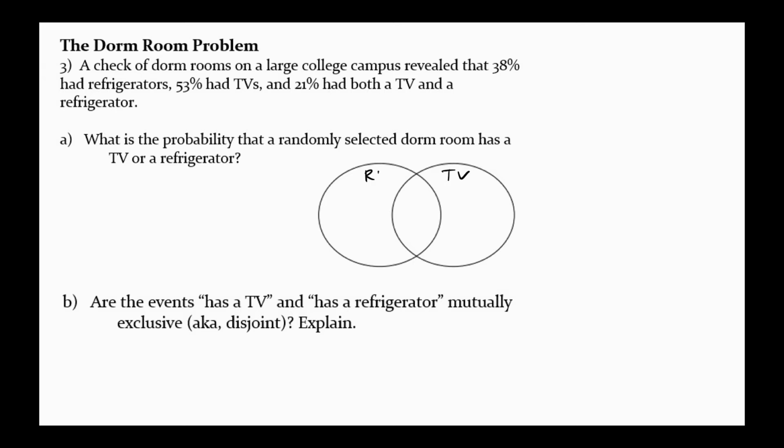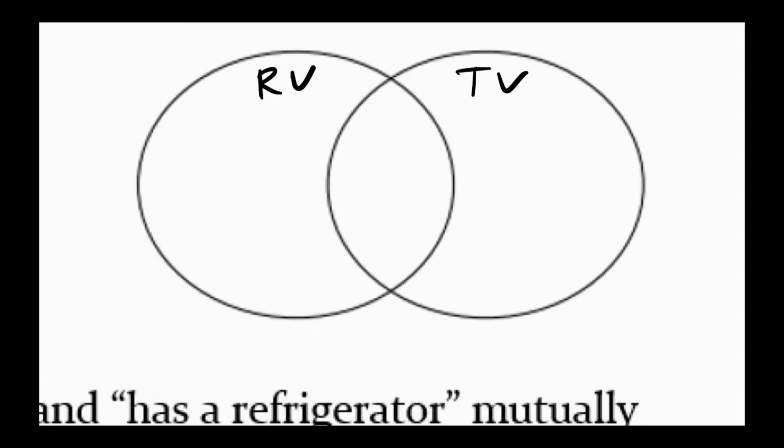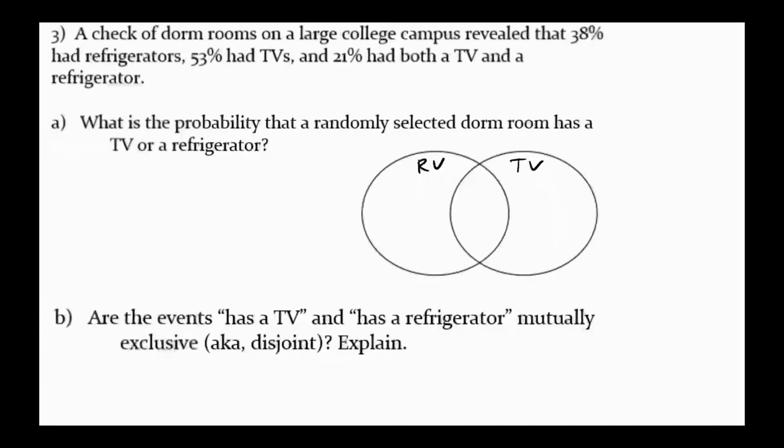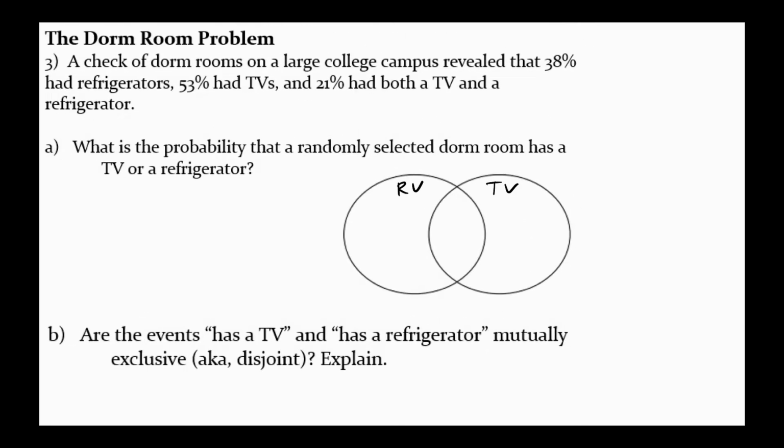Okay, so with Venn diagrams, anytime you're making or reading a Venn diagram, start with the inside. So I'm going to start with the inside here, this part here. What percent is going to go in there? 21%. Very good. So I'm going to put 0.21. I'm not going to put it as a percent. I'm going to put it as a decimal.